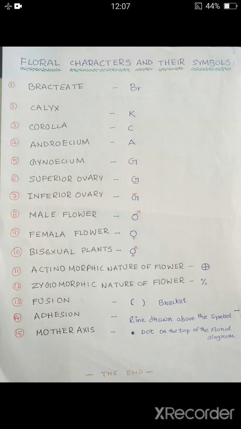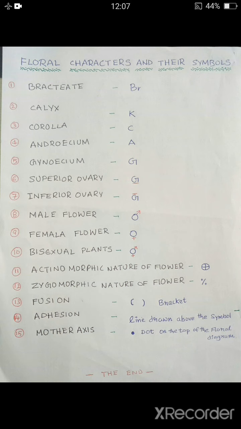This superior ovary is called the hypogynous nature. It is also called the phenomenon hypogynoecium. Examples: mustard, china rose, brinjal. In the previous class we had a discussion about these examples of superior ovary. I just wanted to recap, that's why I recapped.